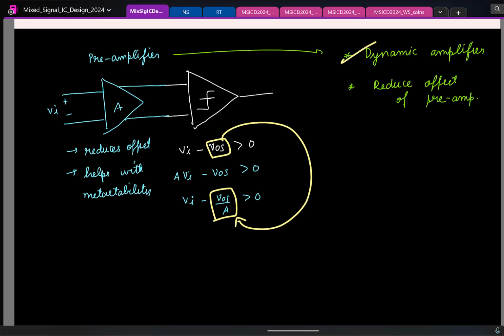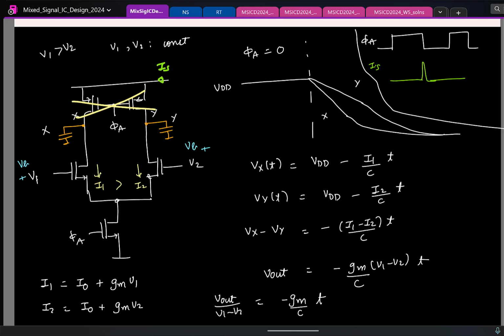So only one last thing. Let's see how we can reduce the offset of this guy. And the common way we deal with offset is in the following fashion. If you actually look at the reason for offset, it arises here because this is the basic structure, even for the strong arm latch or even for the preamplifier we saw.